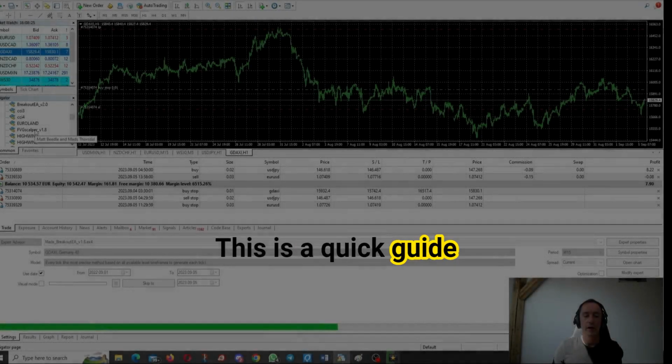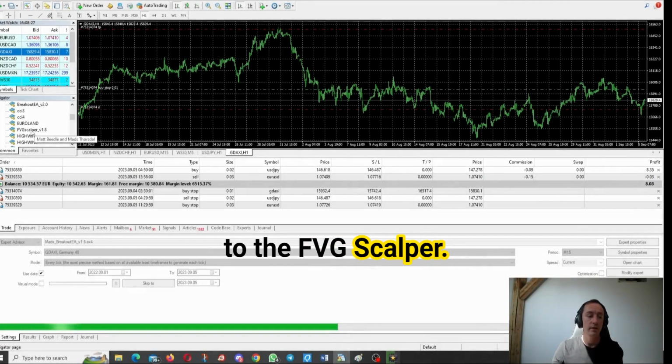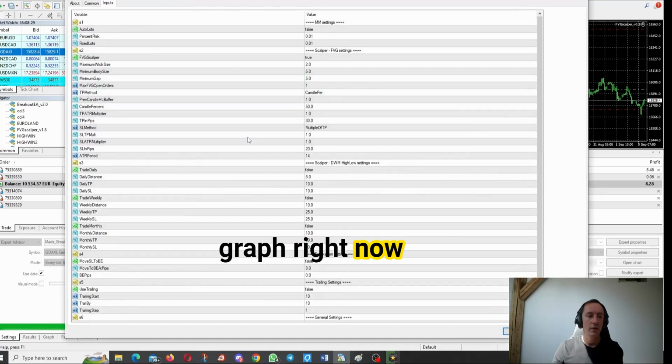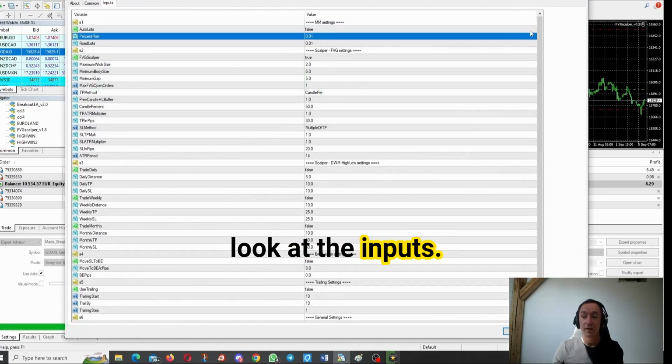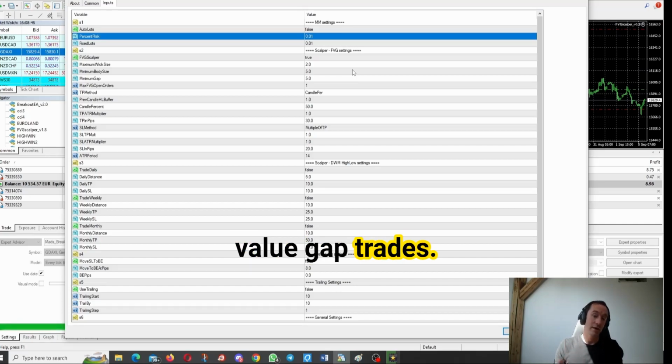Hey everybody, this is a quick guide to the FVG Scalper. I will put it on the graph right now and we'll have a quick look at the inputs. By understanding these, it should hopefully explain how to best use this bot, and I'll talk you through some of the features. Now, just to explain at a conceptual level what this bot is, it is a way of automating fair value gap trades in an EA.